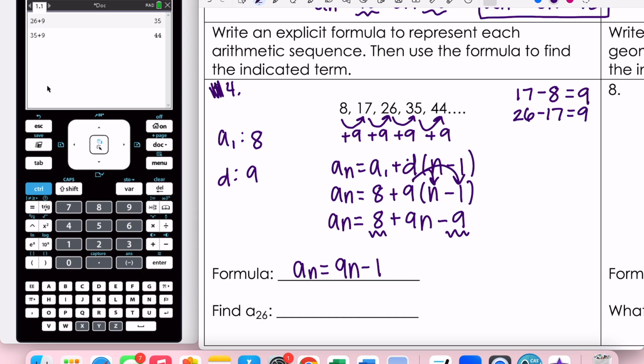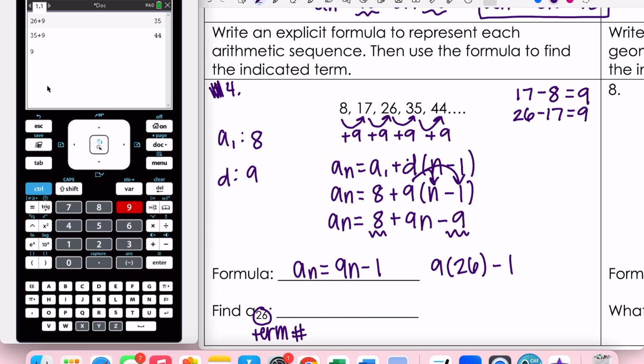Now guys, I want to use this formula to find the indicated term. I want to find a sub 26. This is my term number. So basically, what that means is I'm going to substitute in that term for n to find the value when our input is 26. So I'm going to say 9 times 26 minus 1. When I plug that into my calculator, I end up with 233.